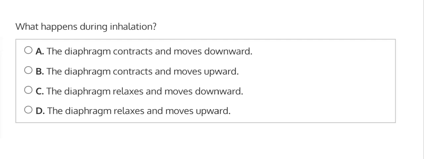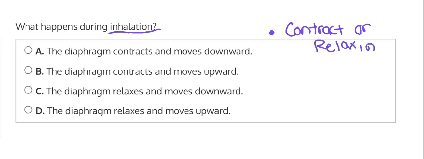What happens during inhalation? And we could see from this question that all of the options are in regard to the diaphragm, and we need to determine the answer to two questions. So one question we need to know is, is the diaphragm contracting or is it relaxing? So that's one question we need to know. And then we also need to answer another question. Is it moving upward or downward?